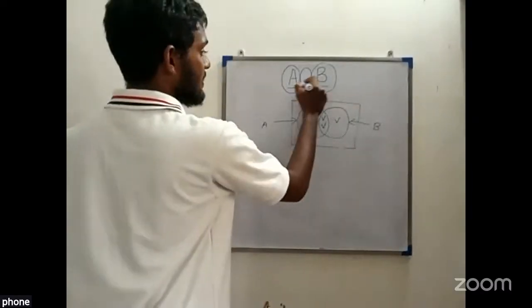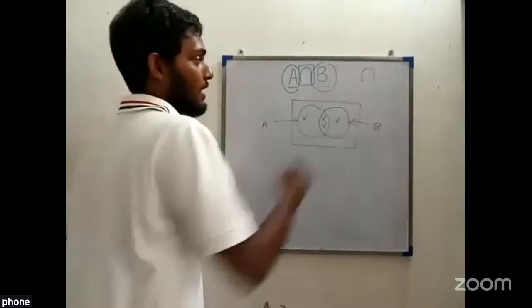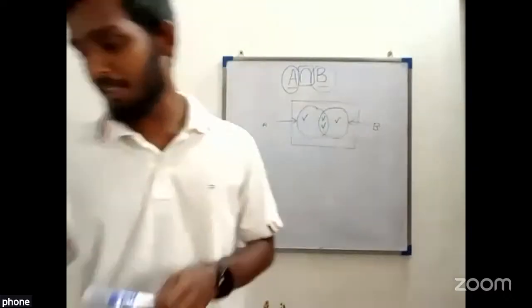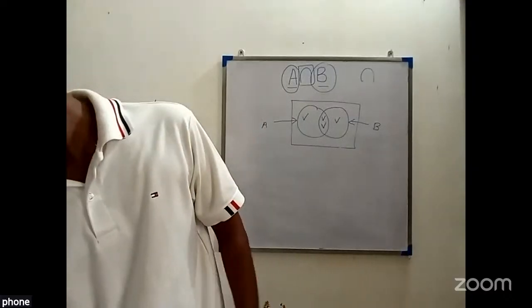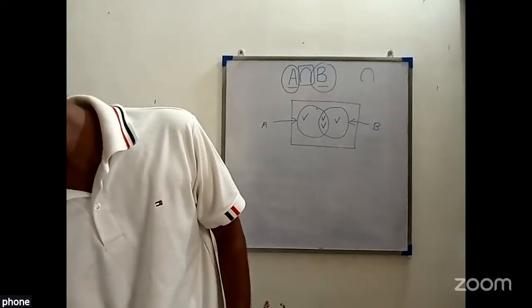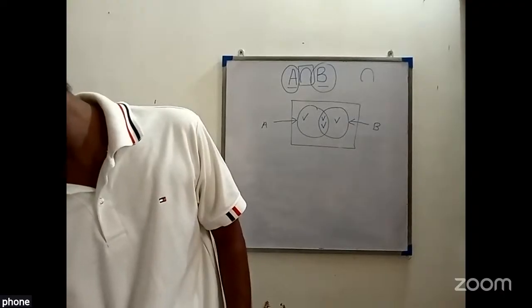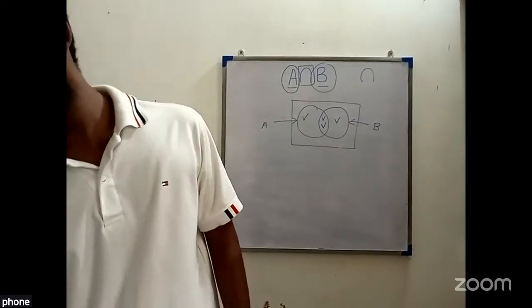Now here the symbol is intersection. This symbol, right? Now see the rule. The rule says intersection means you have to have at least two ticks.